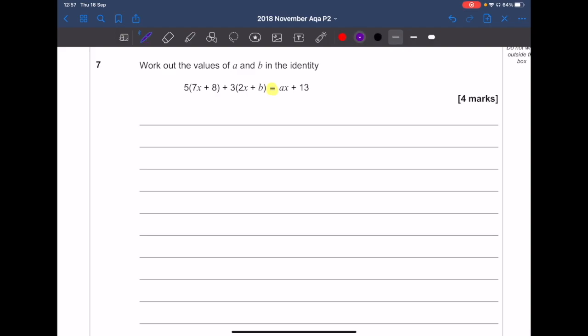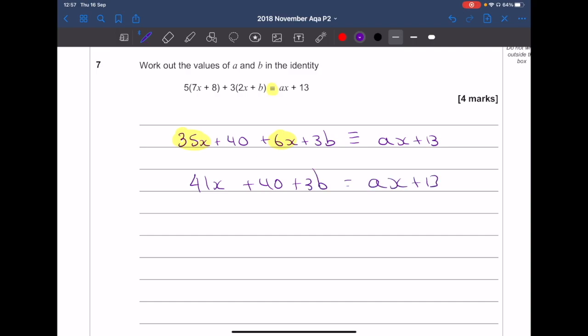So the first step for your first mark would have to be to expand it. So therefore 35x plus 40 plus 6x plus 3b, identity symbol, ax plus 13. Collect like terms. So therefore you've got 41x plus 40 plus 3b equals ax plus 13. And this is the difference between identities.